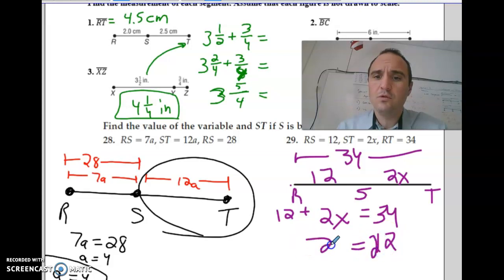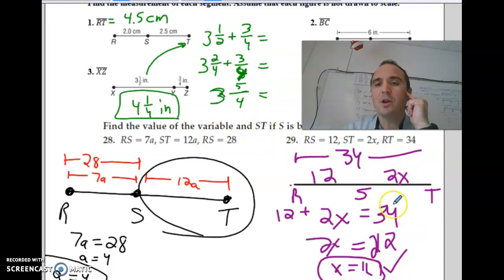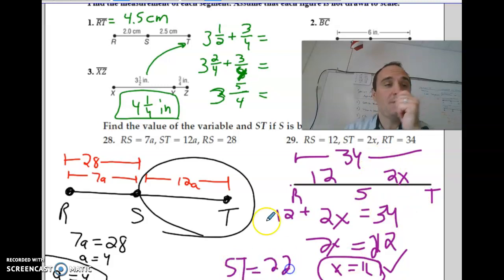22, 2x. And here's where everyone gets stuck. So say you find the answer is 11. Did you read the question? The question says you've got to find the variable. Done. But did you find ST? You might have to plug that back in and find that ST equals 22. So that is how you solve that. We went over that in class.